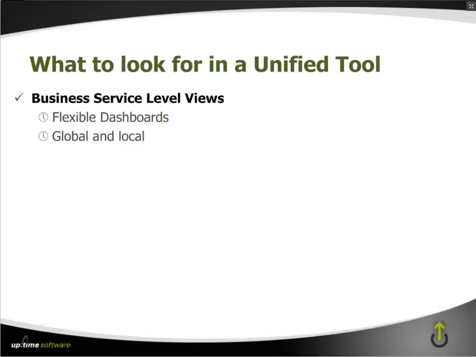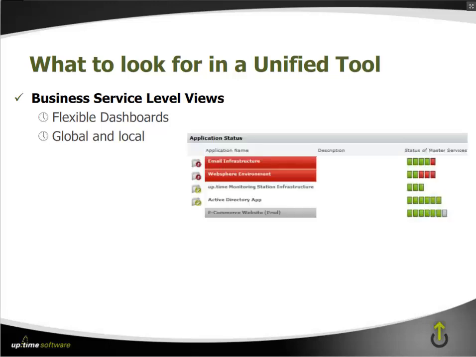And the first thing that you want to keep in mind is business service level views. So I touched on this a little bit already. You want to look for a tool that has flexible dashboards, of course, so something that will display the availability and performance and capacity of your environment in a way that makes sense to you. However, what you also want to look for is something that we call global and local views.